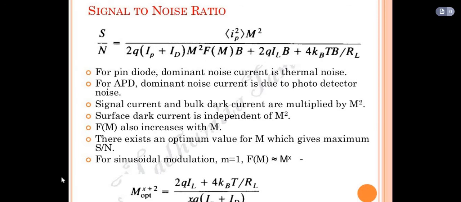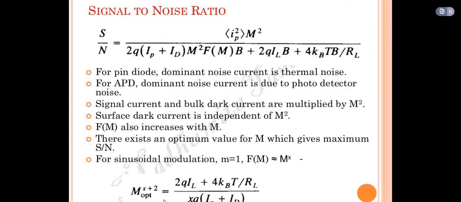So there must be an optimal value for m which gives the maximum signal to noise ratio. If you want to find the maximum signal to noise ratio, we can use the modulation index, equal to m, and the figure of merit is approximately equal to m power of x. To find the optimal value, I can use this relation: 2q IP plus IL, that we are replacing with the factor 2q IL plus 4 kB T by RL, divided by xq IP plus ID. Somewhat it's not visible over here, that's ID. So this is the complete signal to noise ratio.